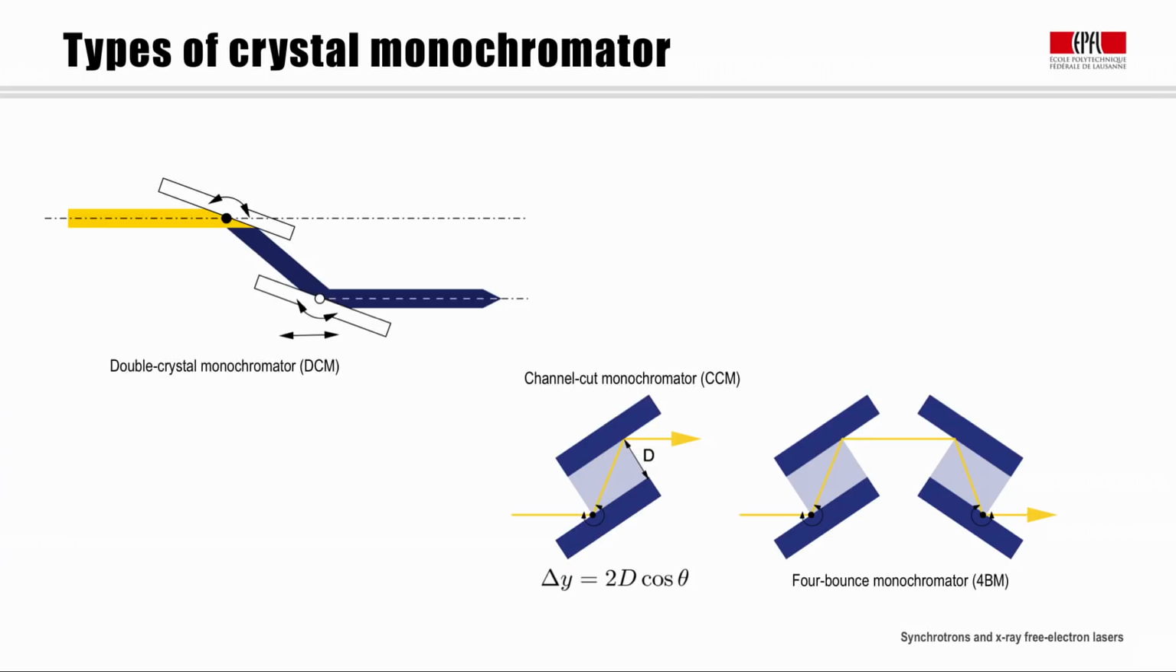Lastly, the problem of having a varying exit beam in a CCM can be overcome by using a 4-bounce configuration shown here on the right. This consists essentially of a mirror image of two CCMs. Here, the disadvantage is that this is a dispersive setup associated with a certain loss in flux.